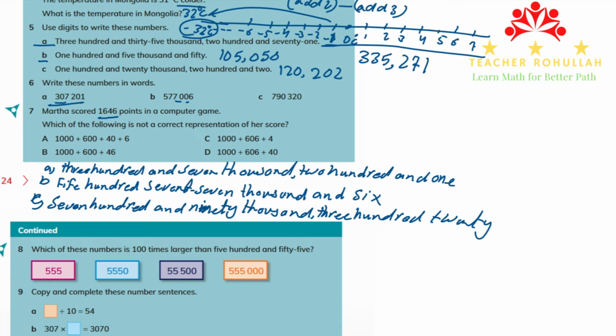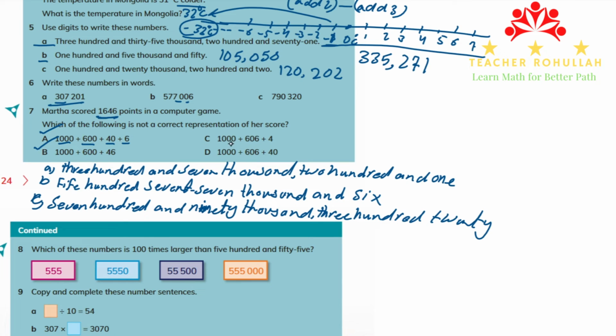So in part A, we have 1,000 plus 600 plus 40 plus 6. 1,000 plus 600 is 1,600, plus 40 is 1,640, and plus 6 is 1,646, which shows the same as the number here. So this one is standing for this. For part B, we have 1,000 plus 600 plus 46. 1,000 plus 600 is 1,600, and plus 46 is 1,646. So this one is also correct.